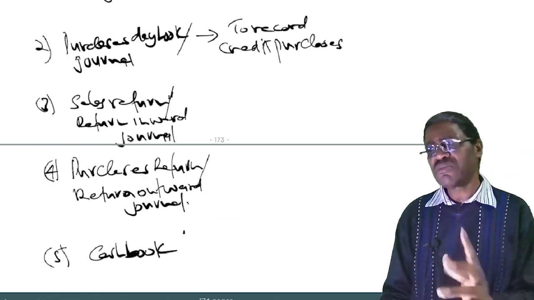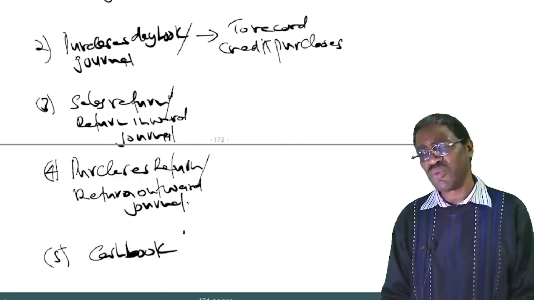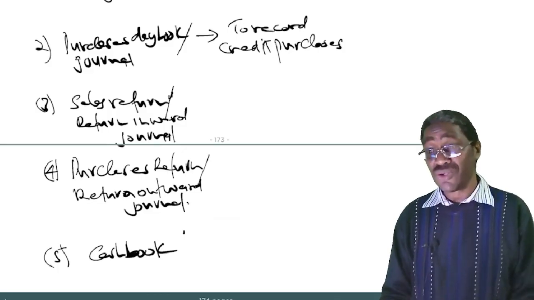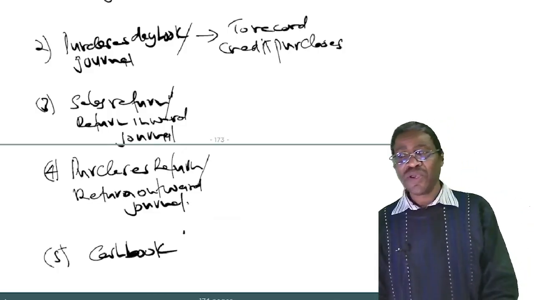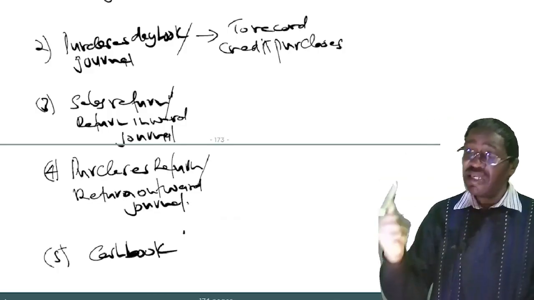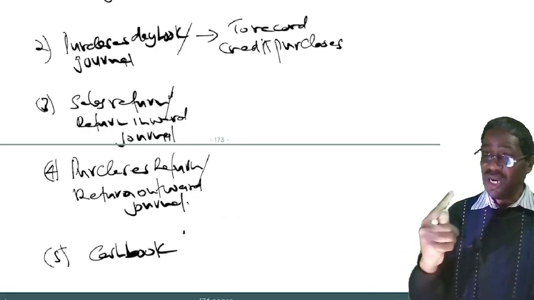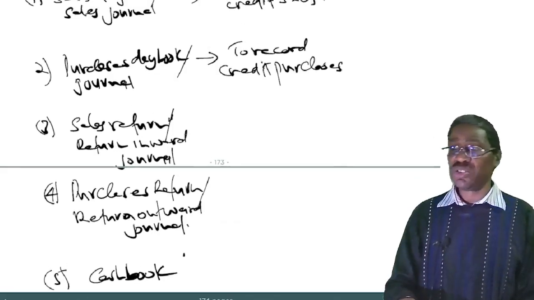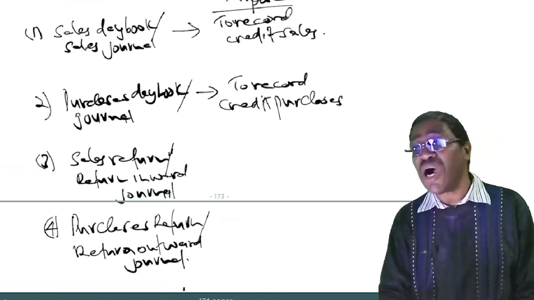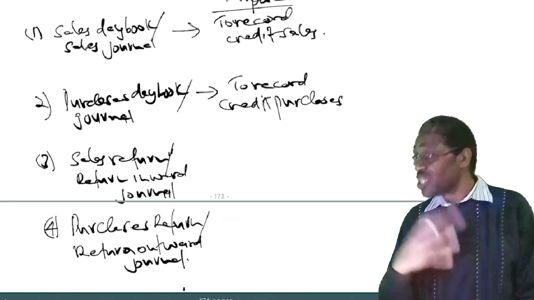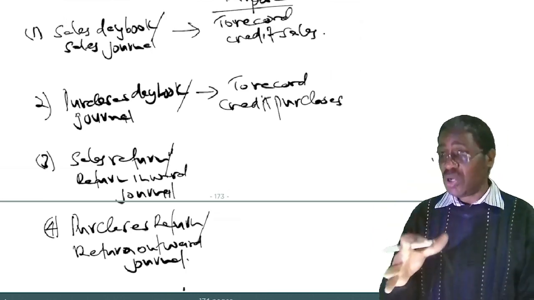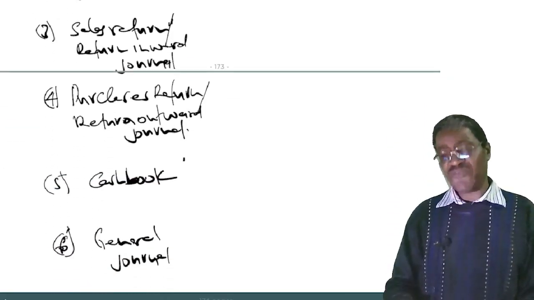From the name, what do you think? It is obvious. It is a book that is used to record what? All goods returned by customers. You sold goods on credit, for example, under number 1, journal. When you sold goods on credit to Kamau or Wekesa, and for whatever reason, Wekesa is returning them. Listen, let me just give you the double entry here.